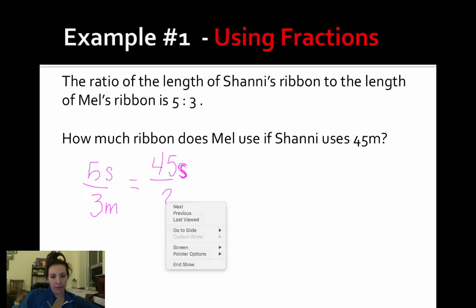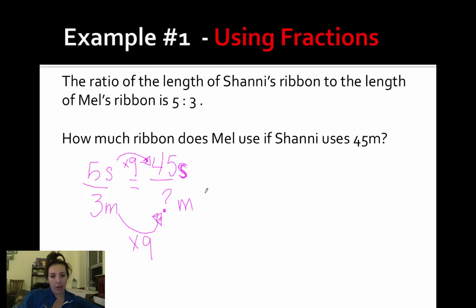And then we need to do, what do we do to get here? Using equivalent fractions, we know to get from 5 to 45, we have to multiply by 9. And whatever we do on the top, we have to do the bottom. So to understand how much ribbon Mel uses, we have to do the same thing that we did to the top to the bottom. So you have to multiply times 9. 3 times 9 is 27. So Mel uses 27 centimeters of ribbon. So that's how we can use equivalent fractions.